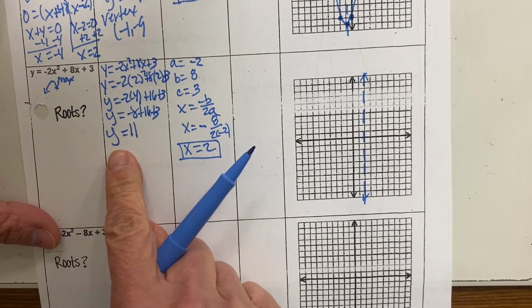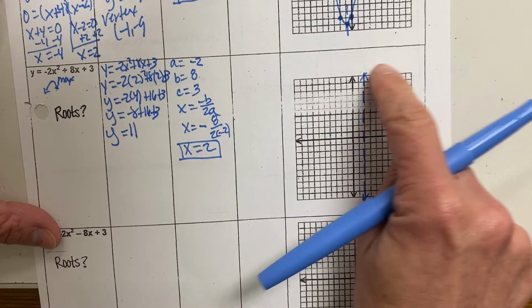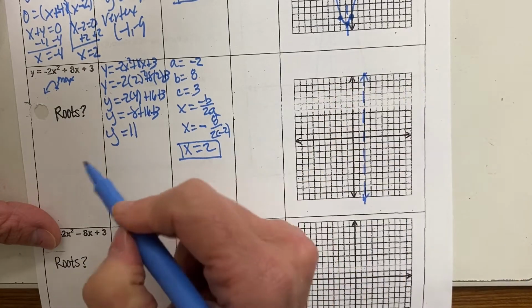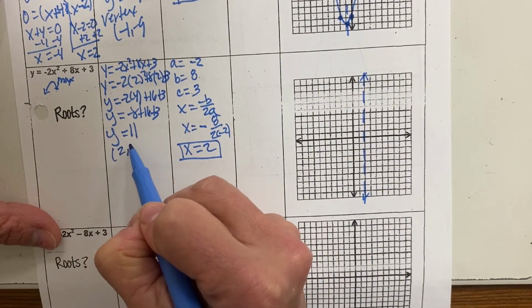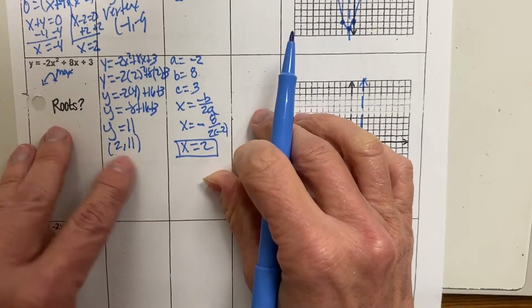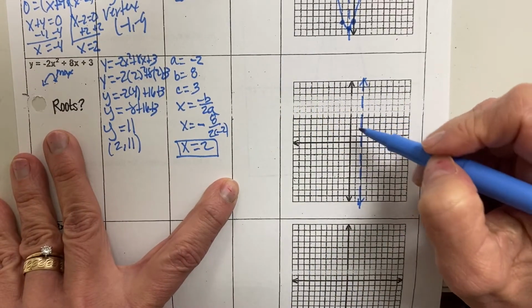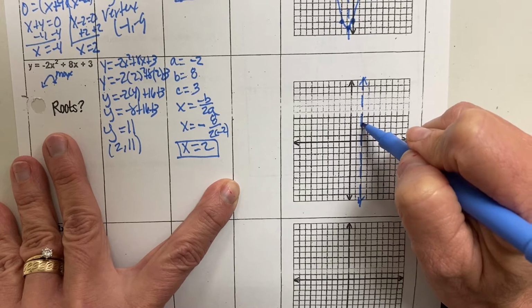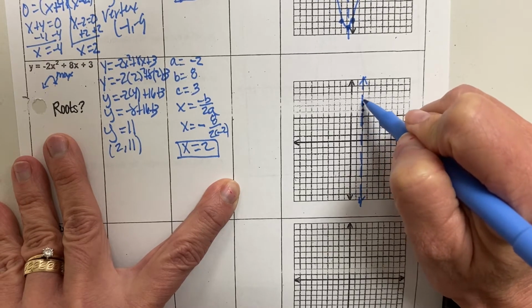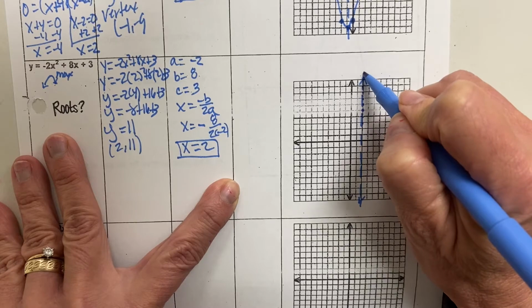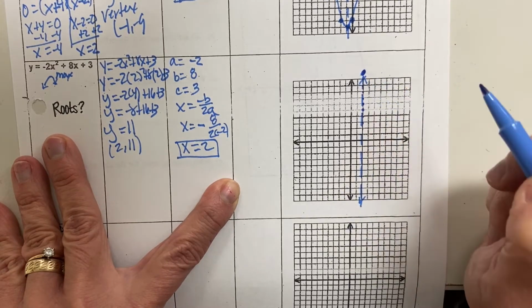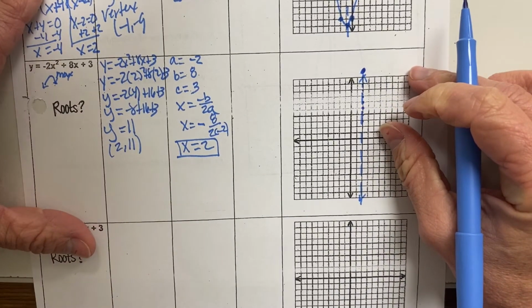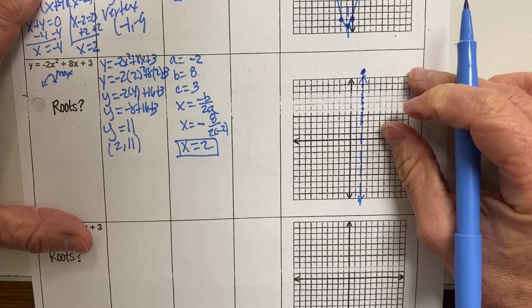So my maximum value is going to be all the way up here at 11. My vertex is going to be 2, 11. It's going to be my ordered pair. And so let's see if we can find that. So we'll go 1, 2, 3, 4, 5, 6, 7, 8, 9, 10, 11. So I'm actually going to be off of the graph just a little bit.